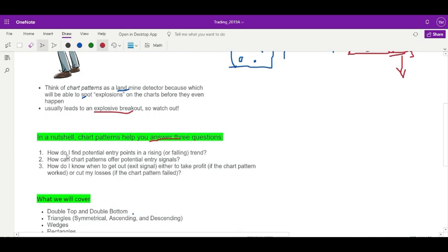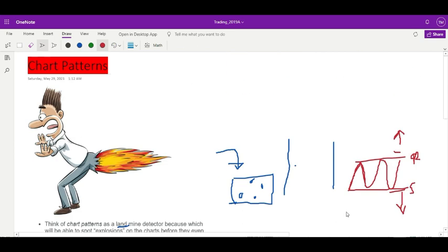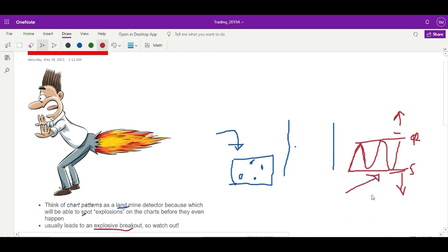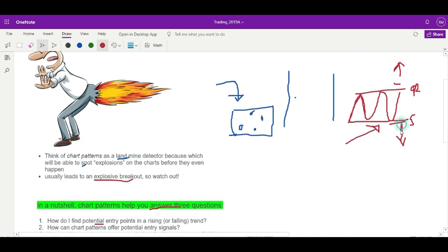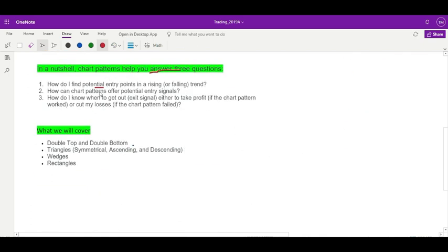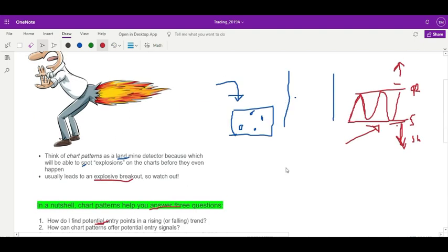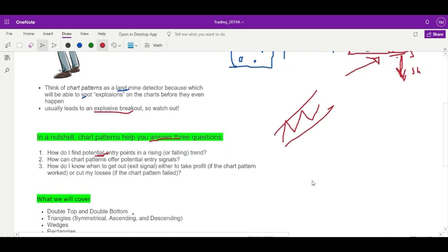The first question is, how do I find potential good entries? Where do I need to get in on that chart pattern, if the market explodes in this direction, which means you are shorting? Where do you get in exactly? They should help you answer where the potential good entries are on a rising trend. If the market is trending like this, as we've been explaining about trends, and you identify a chart pattern, it helps you to say where do I get in. So they help you to find good potential entries.